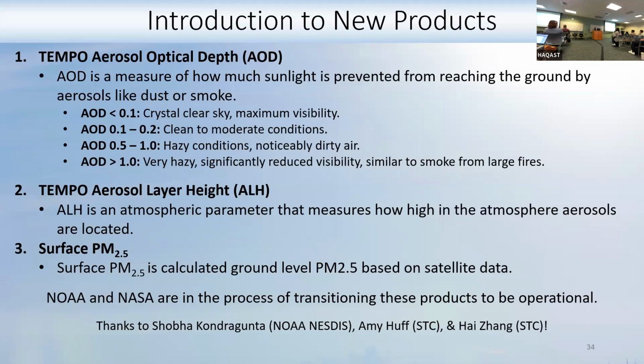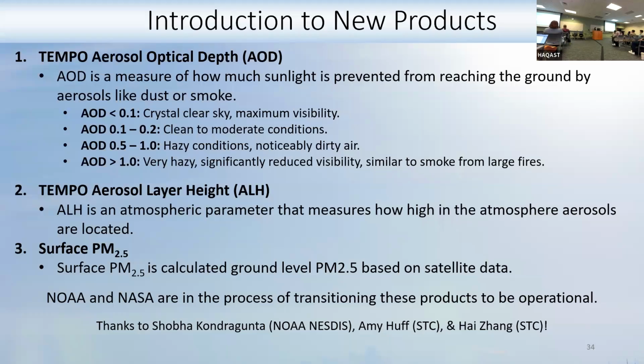So first of all, we have TEMPO aerosol optical depth. So basically that's the measure of how much sunlight is prevented from reaching the ground by those aerosols. And the main values we're looking at here is 0.5 to 1, showing the hazy conditions, and the values greater than 1, representing the significantly reduced visibility.